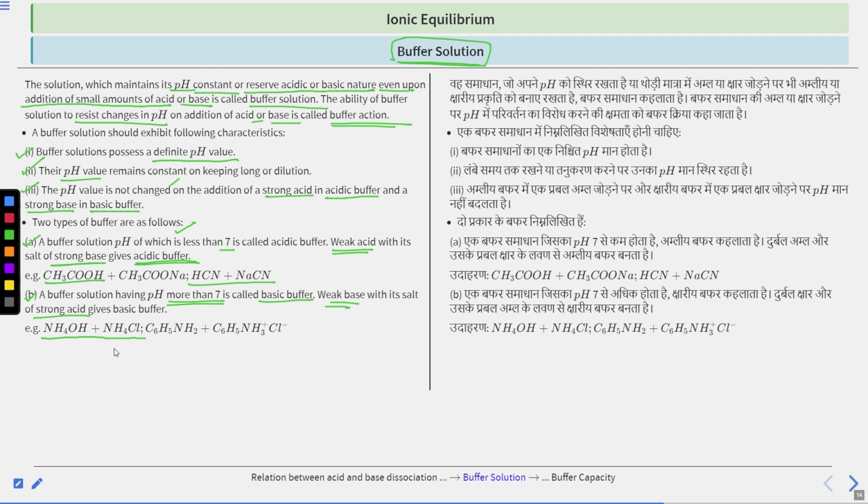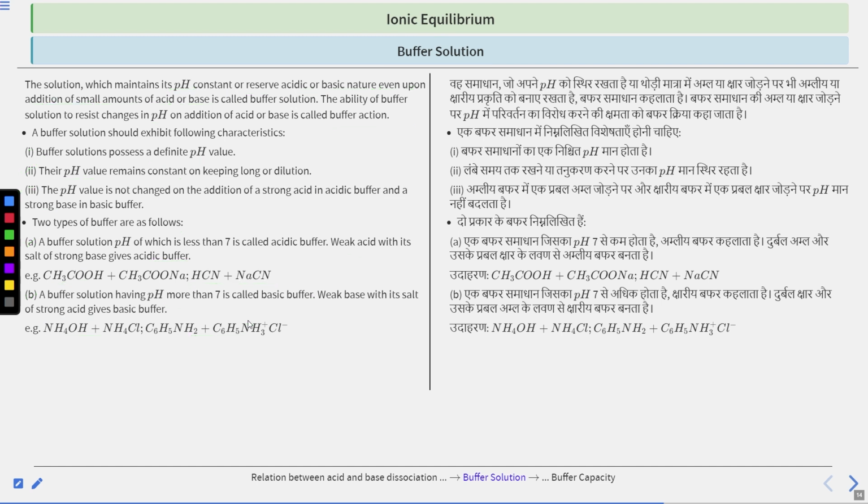So this pair is a basic buffer. Similarly, C6H5NH2 plus C6H5NH3+ Cl- is a pair of basic buffer. So these are two types of buffers, acidic buffer and basic buffer. And of course, the pH of these two buffers will depend upon the acidic nature and basic nature. So acidic buffer will have the pH less than 7, and the basic buffer will have the pH more than 7, right? As per the acid nature and the base nature.